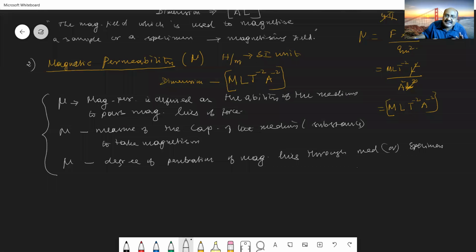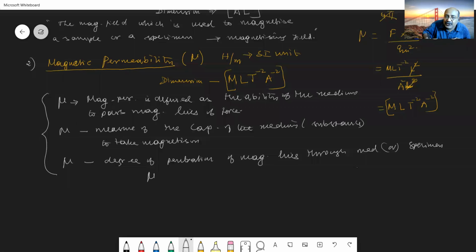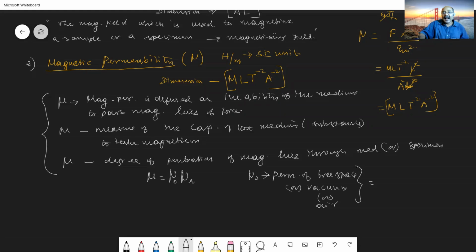But when you are considering permeability, usually permeability is defined as mu 0 into mu r. What is this mu 0? Mu 0 is nothing but the permeability of free space, or you can say vacuum, or permeability of air medium. And this mu 0 is a constant. The value of the constant is 4 pi into 10 to the power of minus 7 Henry per meter.